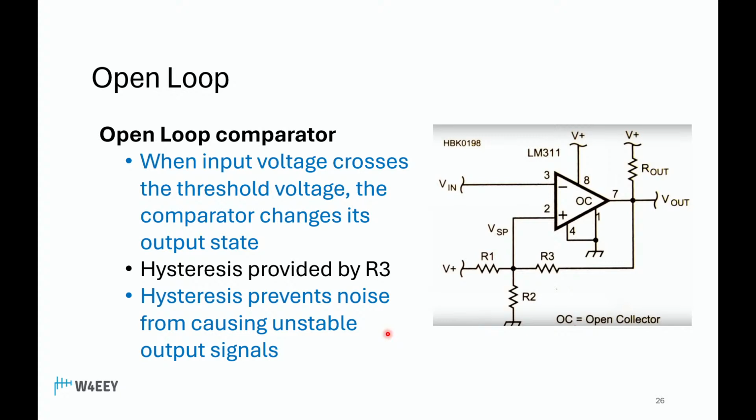And this is often used to prevent noise. In other words, if there's just a very slight difference between the inputs of the op-amp due to noise, you don't want that noise to be causing the circuit to flip on and off continuously. So hysteresis prevents noise from causing unstable output signals, rapid continuous switching.